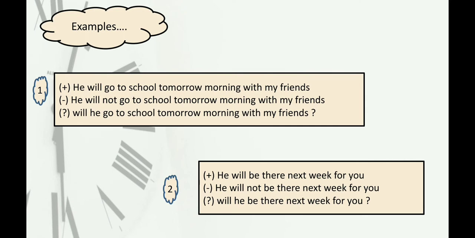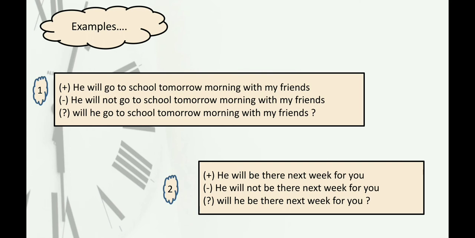And then let me see here the example of non-verbal. Ini contoh yang non-verbalnya. He will be there next week for you. Dia akan di sana minggu depan untukmu. Jadi there is no action, tidak ada aksi di sini. Oke? Dia hanya menyatakan saja dia akan di sana minggu depan bersamamu. Oke? And then untuk yang negatifnya, he will not be there next week for you.